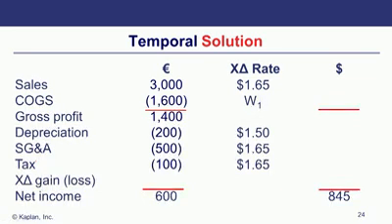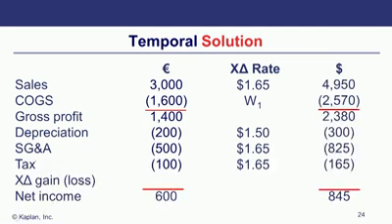Depreciation, use the same historic rate that you used for PP&E in the balance sheet. Sales, general and admin, tax, we're going to simply use average rates. So here's our numbers. 1.65, the average rate, convert your sales, $4,950. Cost of goods sold, we'll have a look at a working in just a second, $2,570, bringing us down to a gross profit of $2,380. Depreciation at the historic rate, $300, sales general admin at the average rate, $825, tax at the average rate, $165.